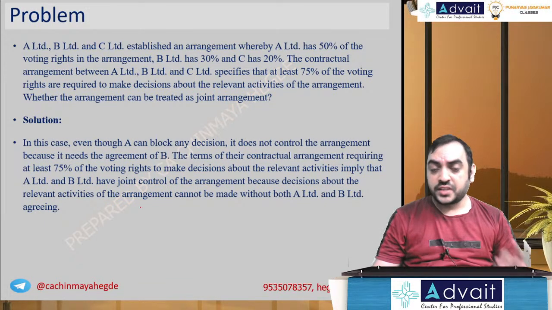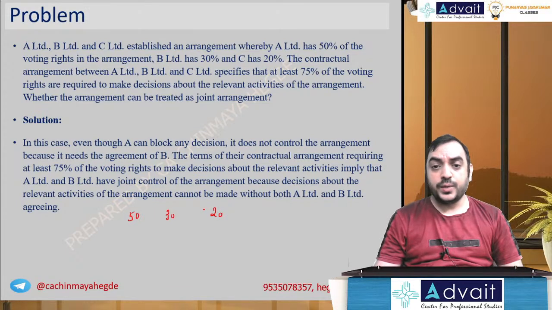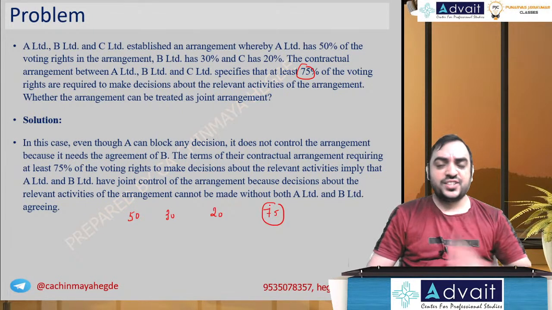Now, what is the pattern? 50, 30, 20. Okay, that is the arrangement, and it requires at least 75% to make the decision.